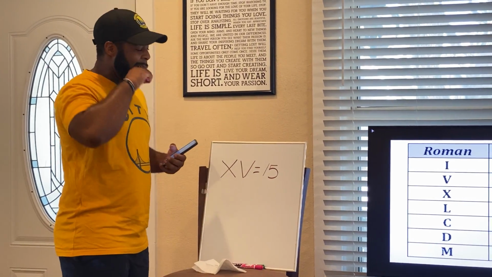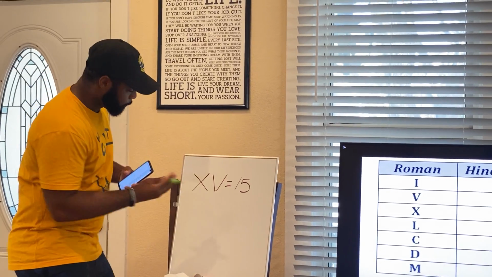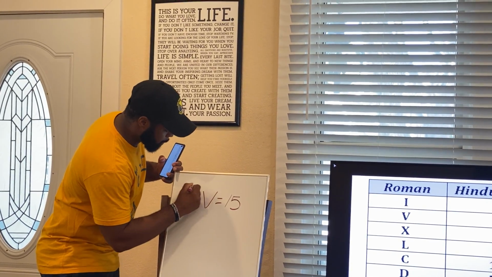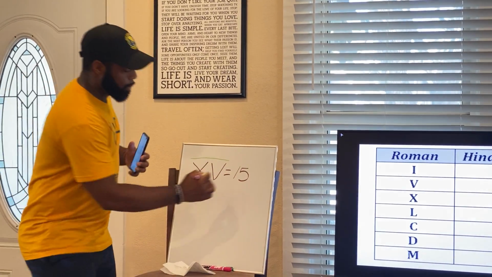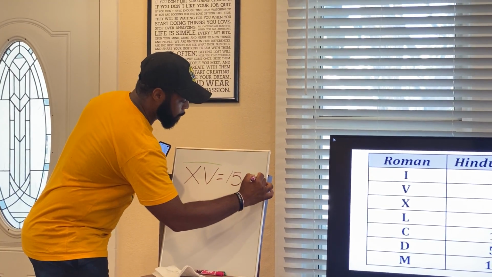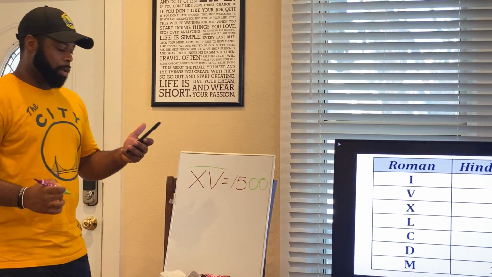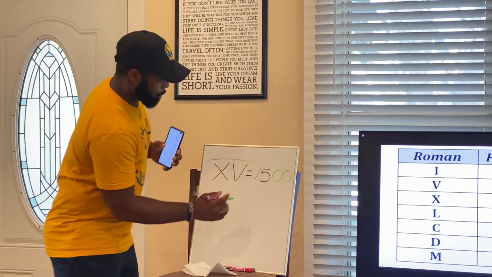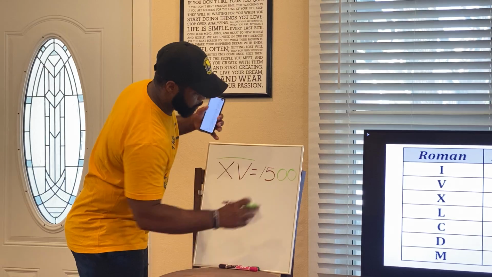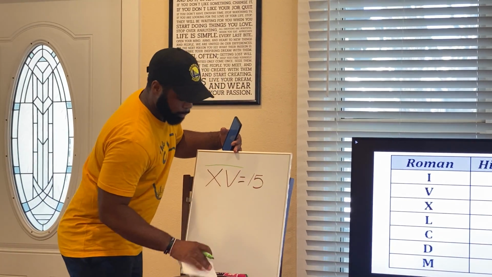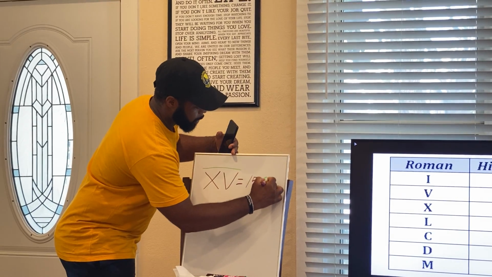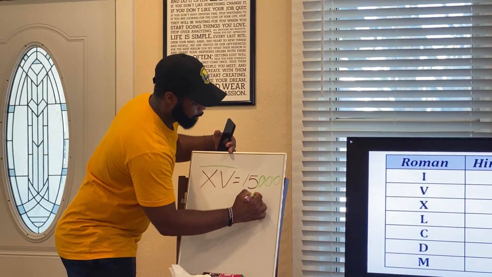So if we add the line above it, like this here, that 15 will now become, oops, sorry, I didn't give myself enough space. Let me rewrite that, smaller zeros. That 15 will now become 15,000.